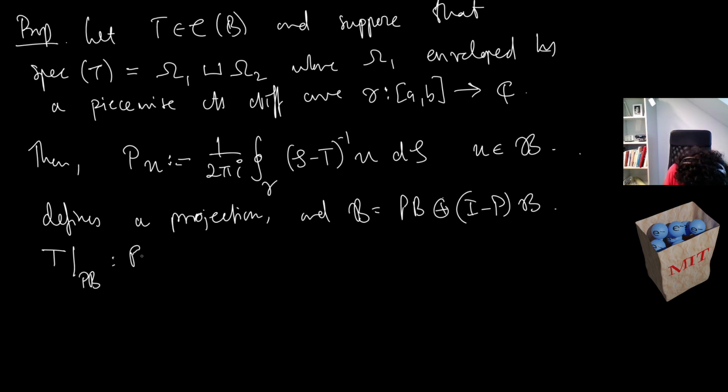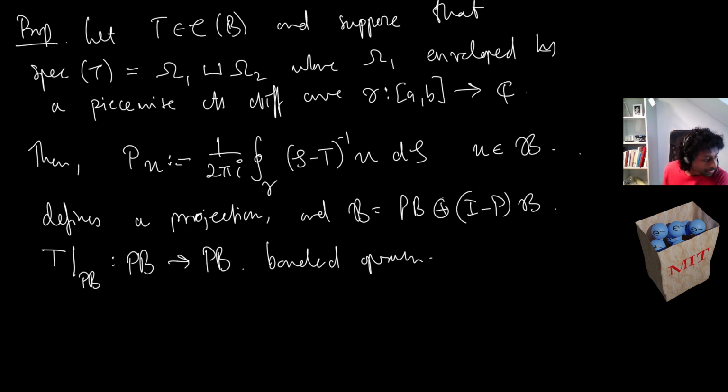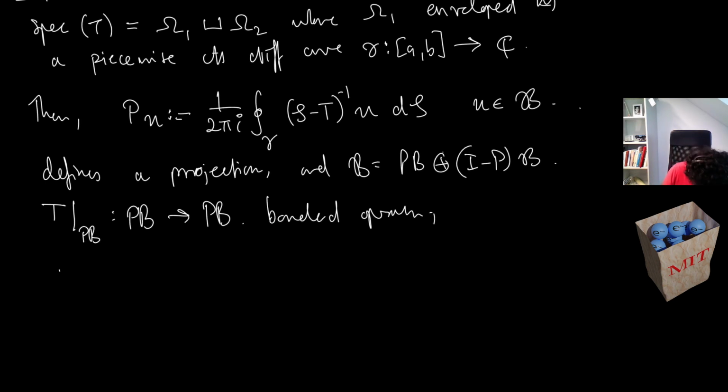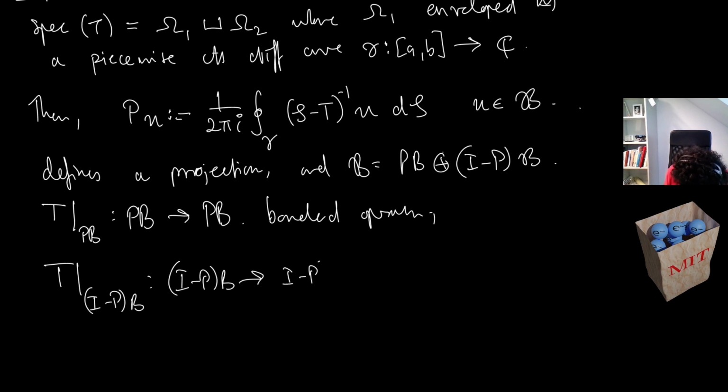and the operator T restricted to P of B is actually an operator from this subspace back into itself. The reason for that is that when we have these resolvents appearing, if an operator commutes with the resolvent, then it commutes with any integrals involving the resolvent, right? So this is now a bounded operator. The operator T restricted to 1 minus P of B takes us from 1 minus P of B to 1 minus P of B.